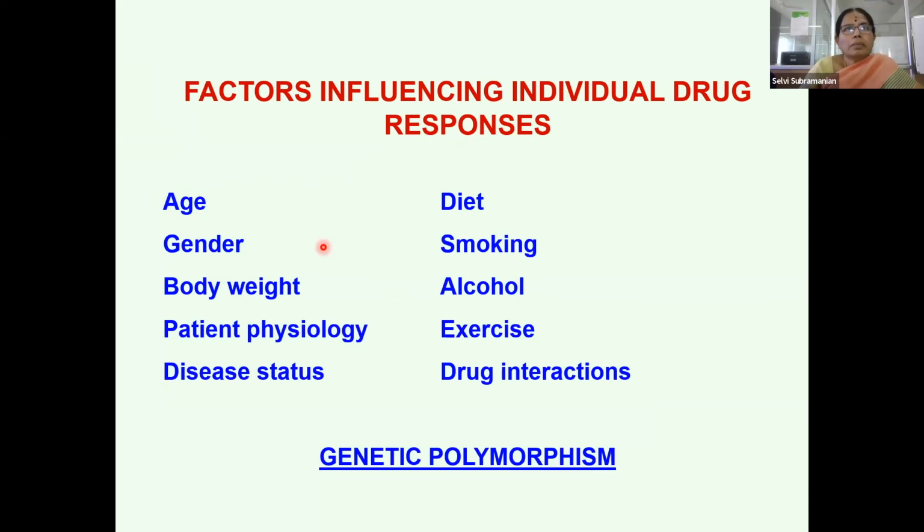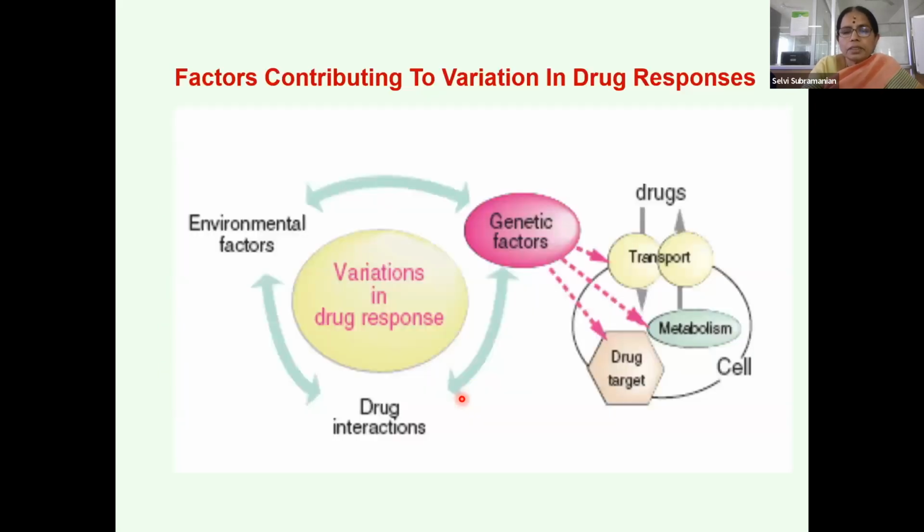Say, for example, you may have accumulated a lot of toxins over the years, and then certain drugs may react adversely to you. When you are young, a drug may be suitable for you, but when you are 70 years old, that same drug may not suit you. So as a whole, the variation in drug response is due to drug interaction, environmental factors, and genetic factors.